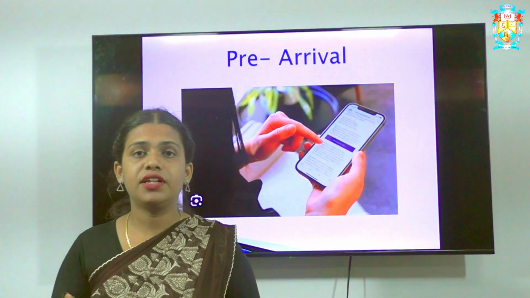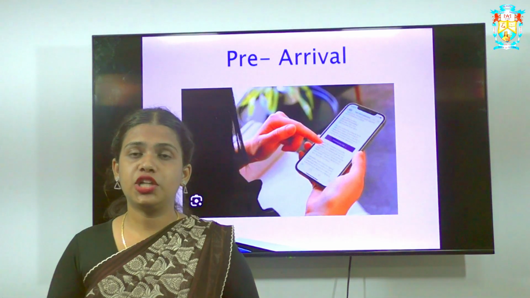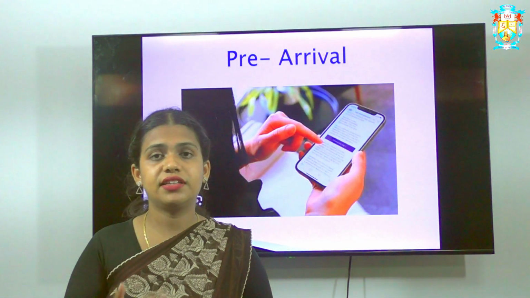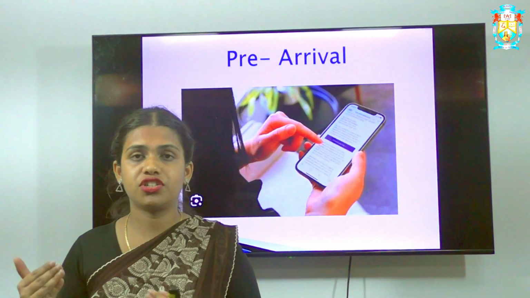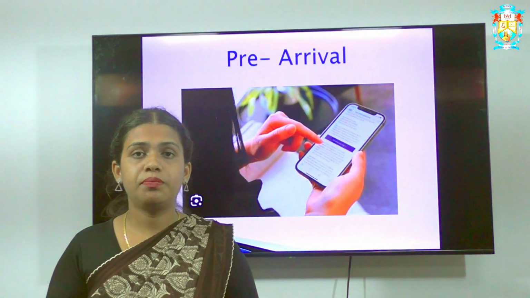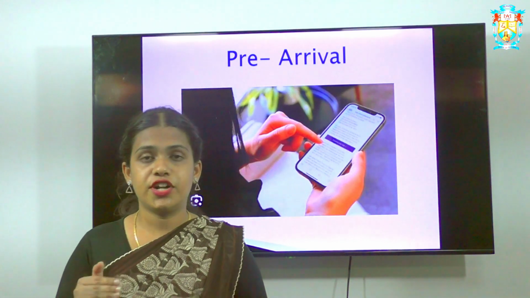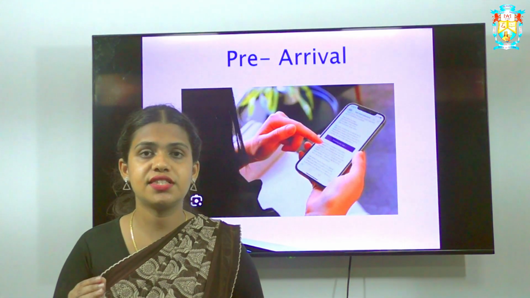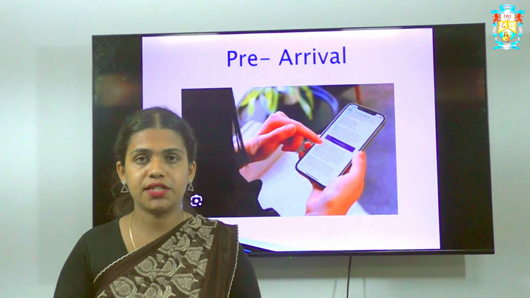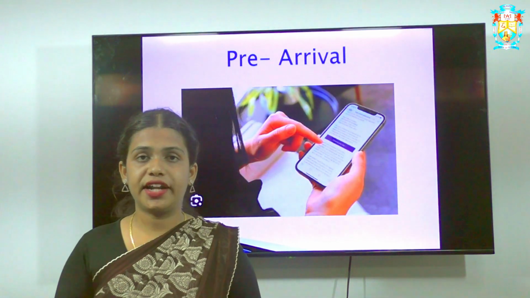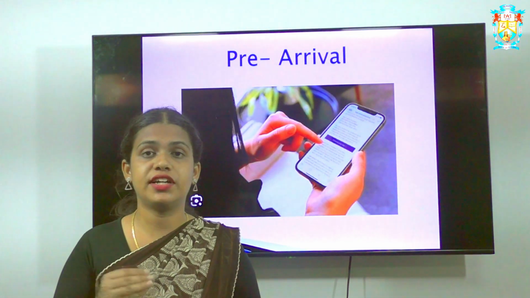So in pre-arrival, what happens? The front desk will make sure that all the necessary information is taken and they will make the guest registration card. Before arrival, the front desk will take a certain advance amount, like 10% or 20%, when they come. The last 80% or 90% will be paid at the time of their departure.